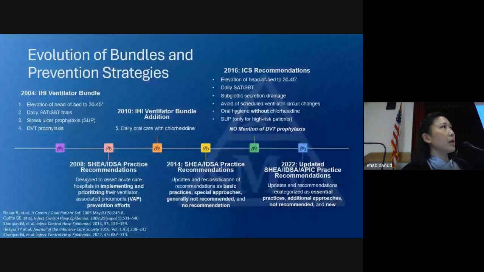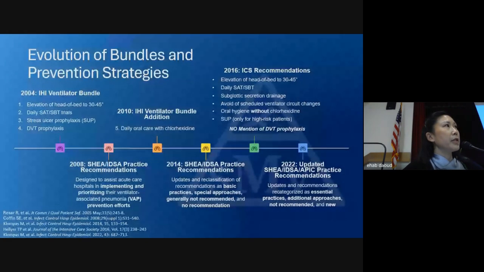Later in 2008, the Society for Healthcare Epidemiology of America, along with the Infectious Diseases Society of America, put out some practice recommendations that looked at implementing and prioritizing strategies to prevent ventilator-associated pneumonia. Then in 2010, an additional point for the ventilator bundle was made, and that was daily oral care with chlorhexidine, or CHG as most of you know it. That's the toothbrushing and the swabs with CHG every morning or twice a day.